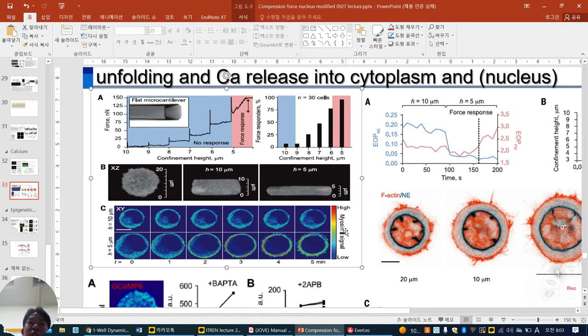Myosin 2 is one of the motors to induce some external force, internal force. The myosin 2 level is enhanced. Up to 5 minutes, very quickly, they are making microtubule myosin 2 signal.